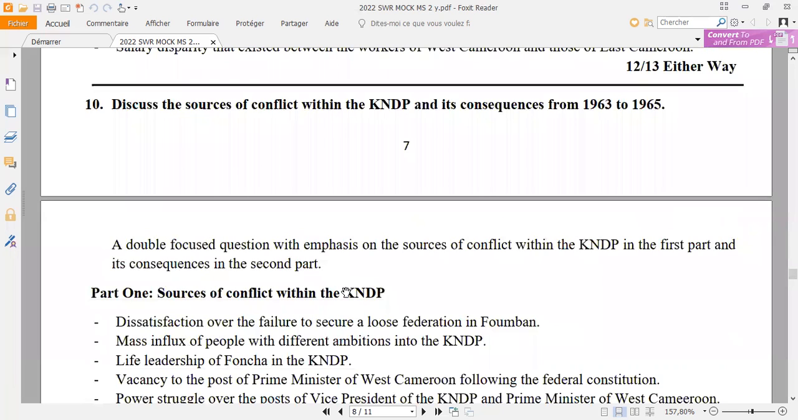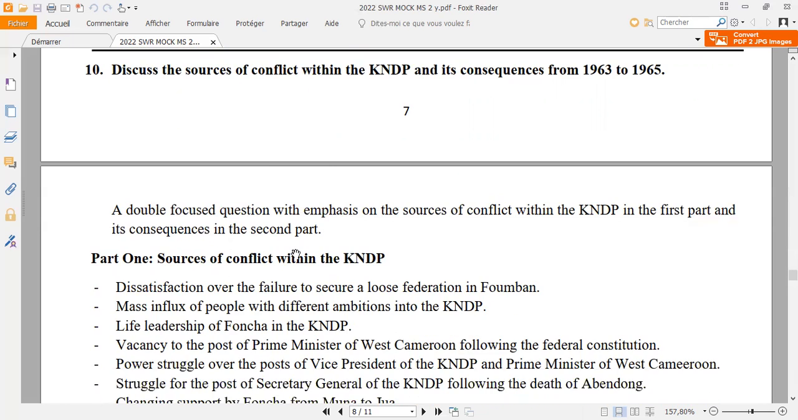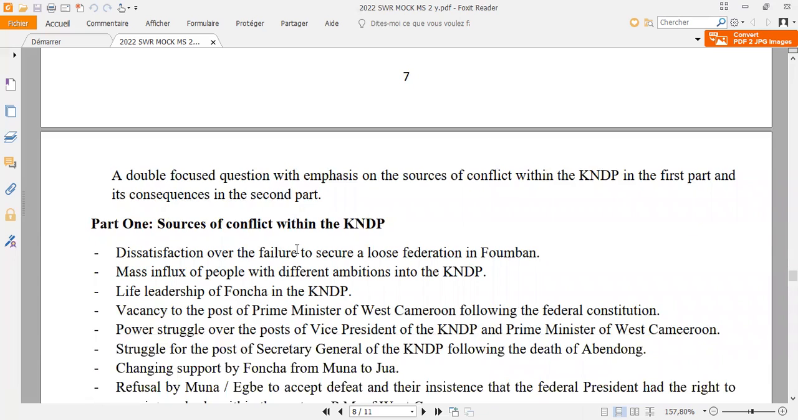Now, question 10 is under the KNDP. Discuss the source of conflict within the KNDP and its consequences from 1963 to 1965. This question is not complicated. It's a straightforward question, right? A double focus question with emphasis on the source of conflict within the KNDP in the first part, and its consequences in the second part. Now, part 1, source of conflict within the KNDP.